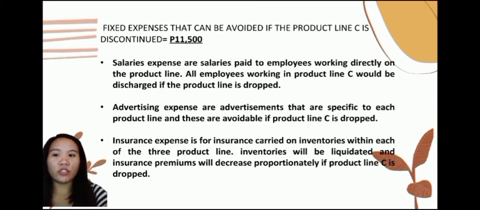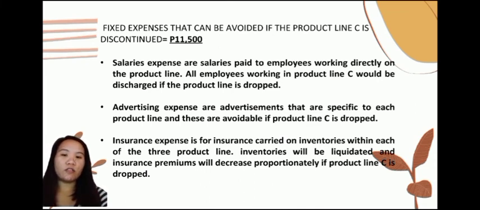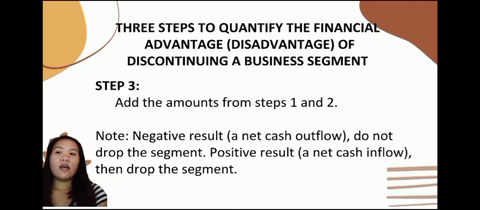With this information, management can determine that 11,500 pesos of the fixed expenses associated with the product line C are avoidable and 13,000 pesos are not. So, the fixed expense that can be avoided if the product line C is discontinued is equal to 11,500 pesos. The last step is to add the amounts from steps 1 and 2.